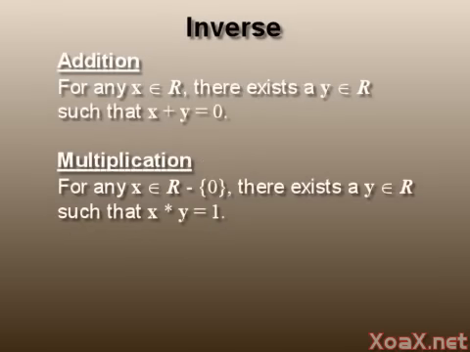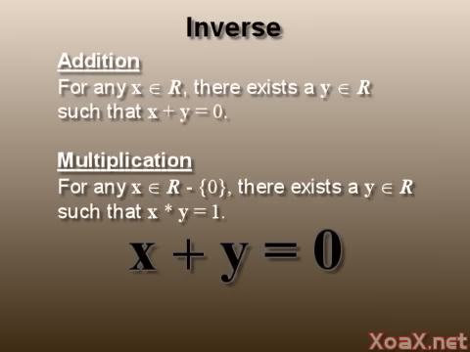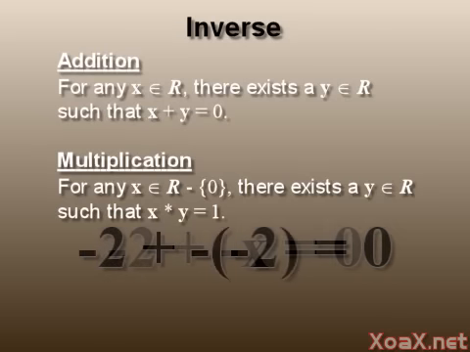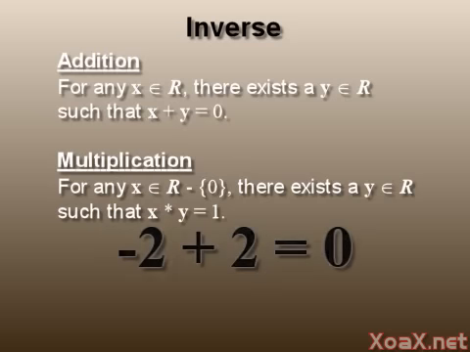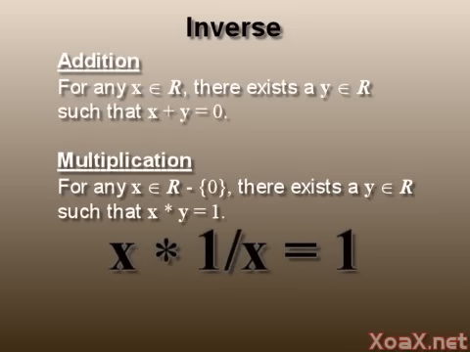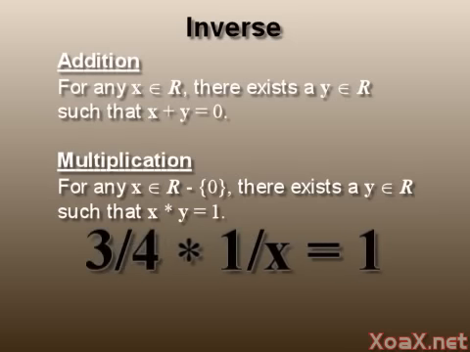The second property is inverses. For addition, this means that for any real number x, there exists a y such that x plus y equals 0. Of course, the additive inverse of x is negative x. If x equals negative 2, for example, the inverse is 2. For multiplication, we have that for any real number x, there exists a y such that x times y equals 1. The multiplicative inverse is the reciprocal. So if x equals 3/4, the multiplicative inverse is 4/3.